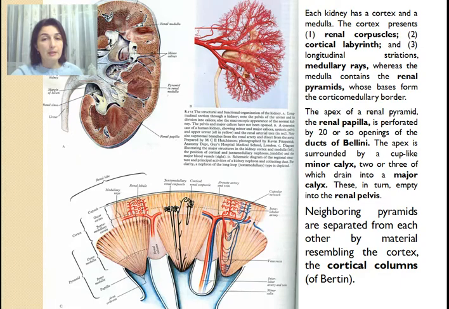And we have to remember that there are no collaterals between the branches of neighboring segmental arteries. It means that if one particular segmental artery is clogged, if there is some problem, the neighboring segmental artery will not be able to supply that particular segment of the kidney, and that segment will suffer from a deficiency of blood supply.